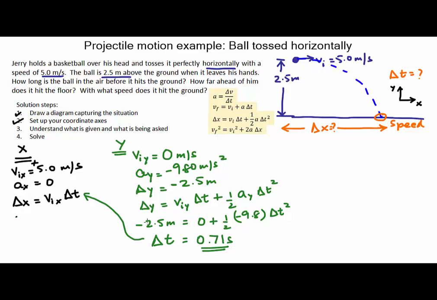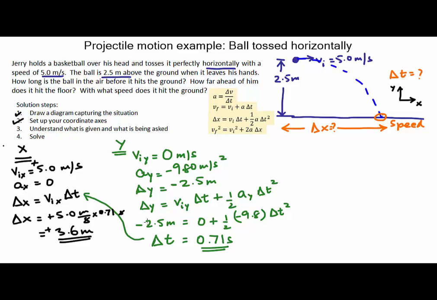So now I can use this delta t to get my delta x, which is plus 5.0 meters per second times 0.71 seconds. The seconds cancel, and this ends up being 3.6 meters. Positive value means that it's going along the positive x-axis, which makes sense. It's going to the right. So we've solved a second question. We now know how far ahead of him it hits the ground.